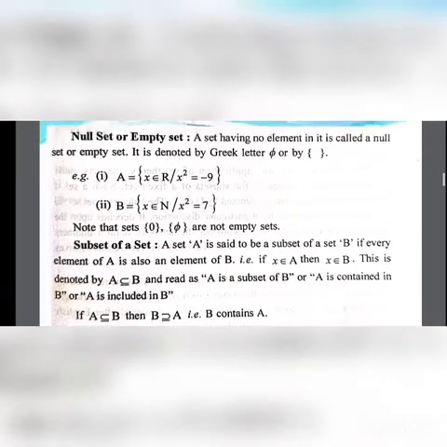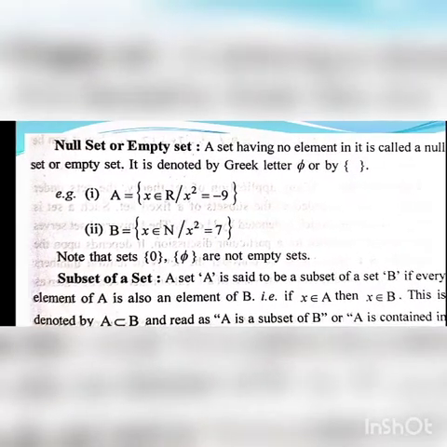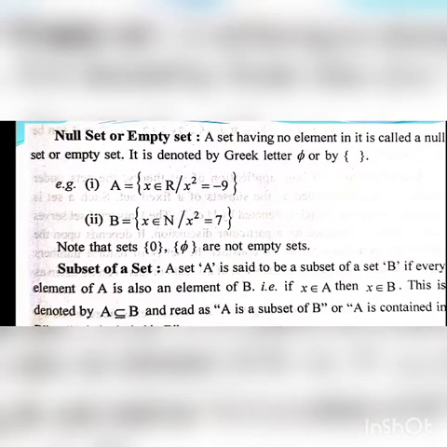The set A equals {x belongs to the set of real numbers such that x square equals minus 9}, and we know that the square of any real number is always non-negative. So here x will be what? Phi, null set. You cannot put a value of x here. So here A is an empty set.